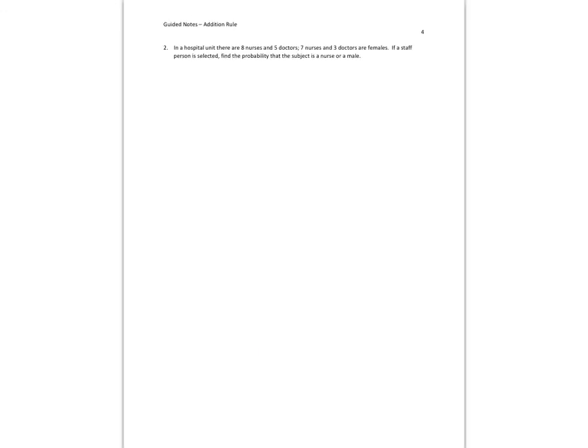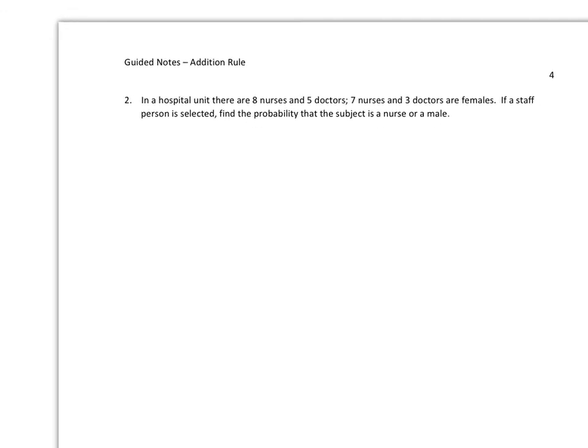See what we have next. Yes. If you'll read that. All right, so we need to organize our data. We've got nurses and we have doctors. And I've got females and males. And what am I trying to find? Find the probability that the subject is a nurse or male. Trying to find the probability of nurse or male.